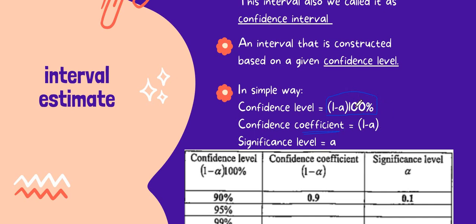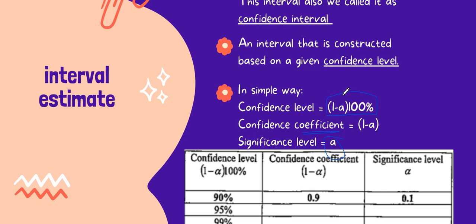Just now we had 100%. So for the confidence coefficient, it's just the coefficient, 1 minus A. And then the last one is the significance level, which is A. Among these three, the important thing you need to know is A. Our objective is to find A first. A, or alpha, is the most important part you need to know.